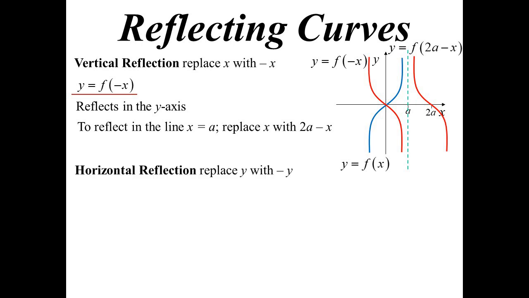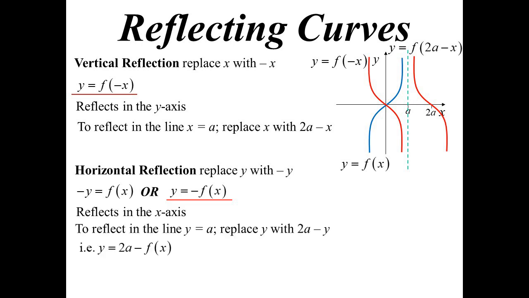We can do the same thing horizontally. Horizontally, we replace the y with negative y. So we end up with negative y equals function x. Well, we don't normally see it written like that. We normally see it as y equals negative function x. But again, in reality, it's the negatives with the y telling us it's the y values that are being affected. So that would reflect in the x-axis.